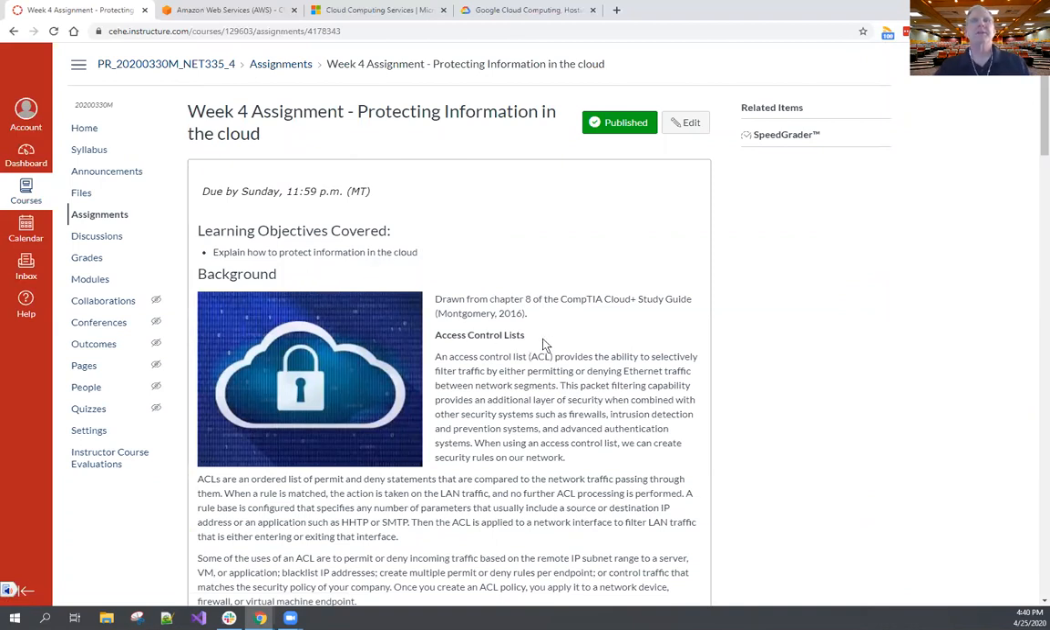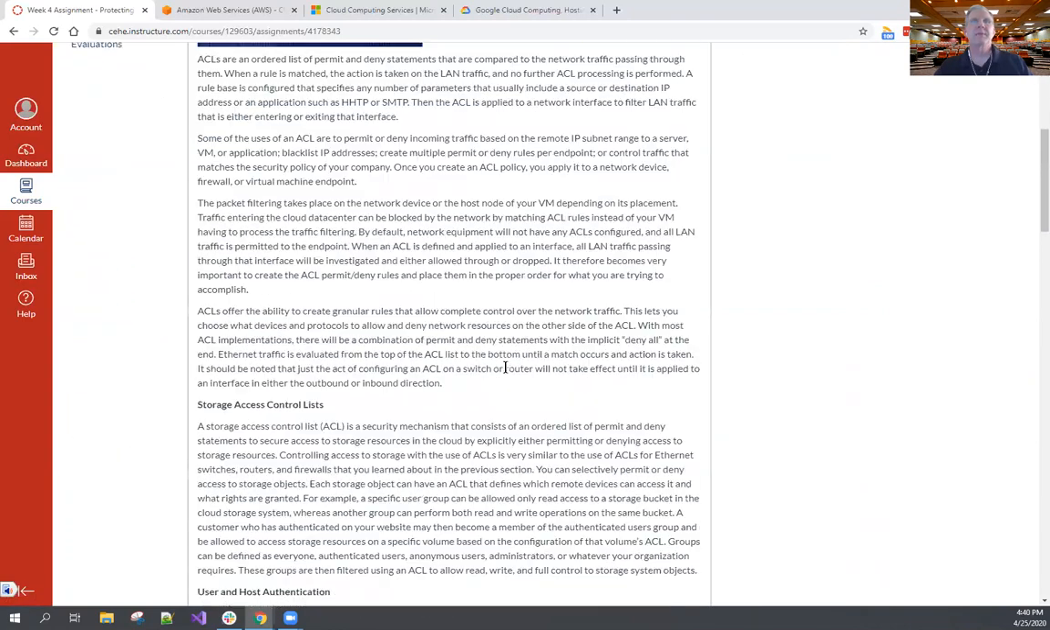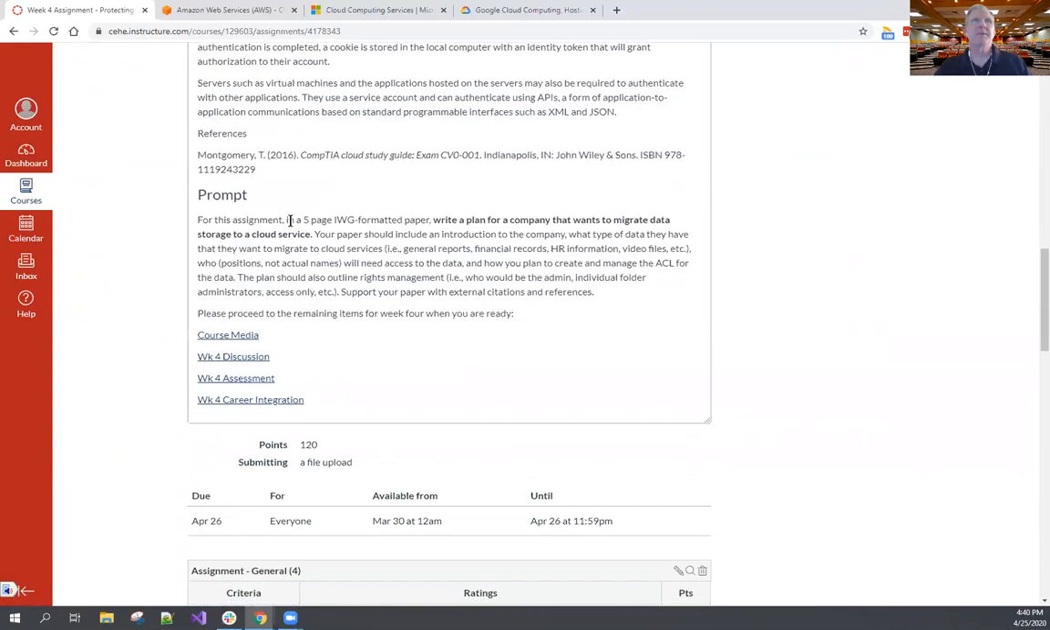These are access control lists that are described here. And then the paper is a 5-page IWG formatted paper. Write a plan for a company that wants to migrate data storage to a cloud service.